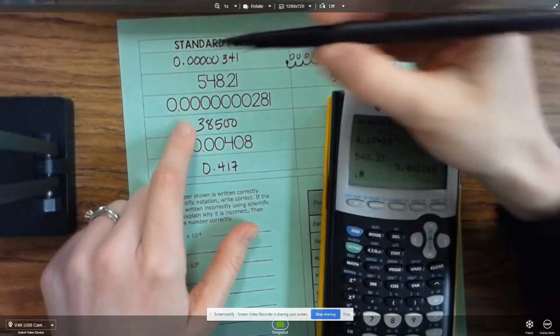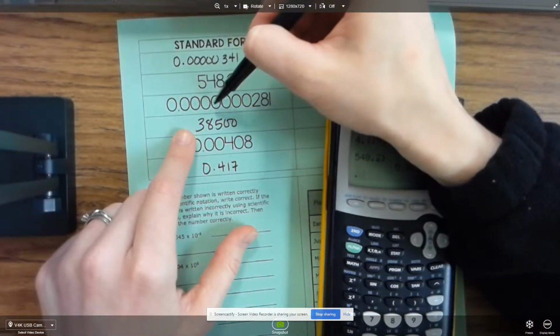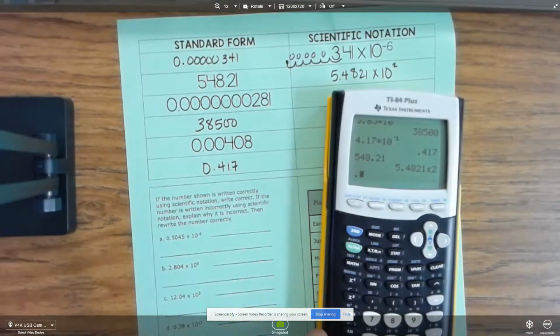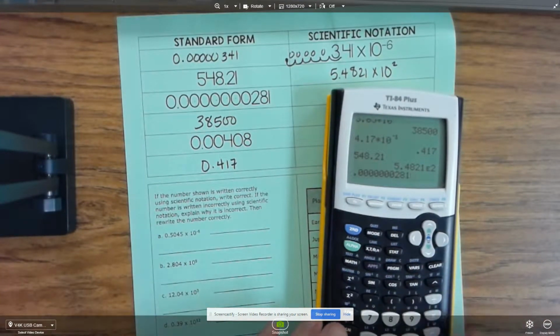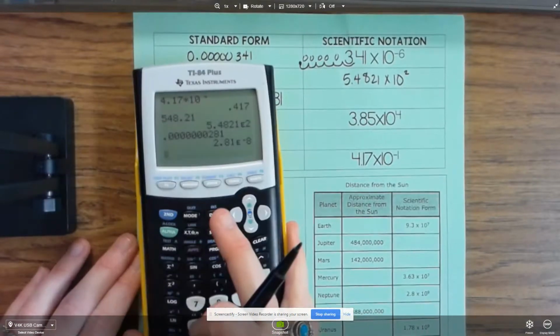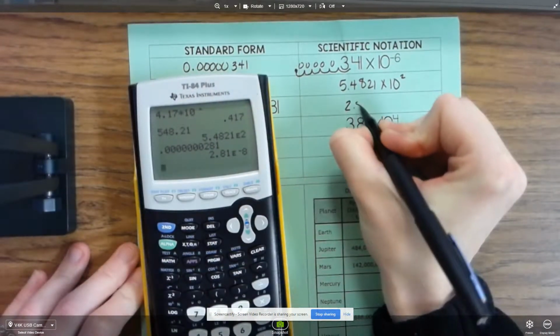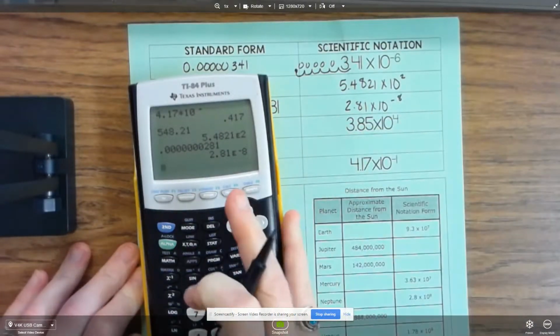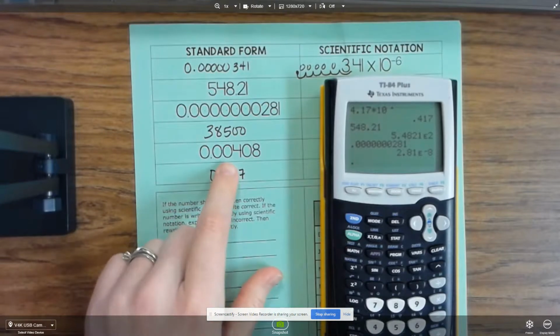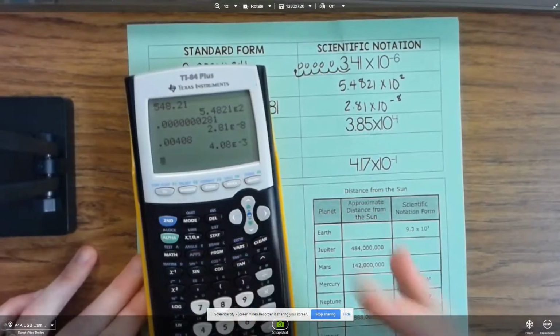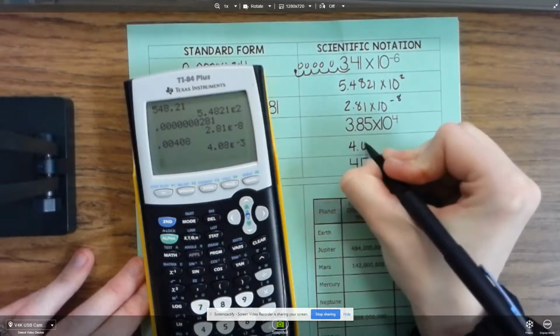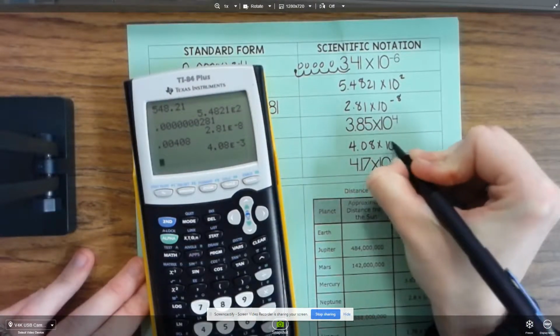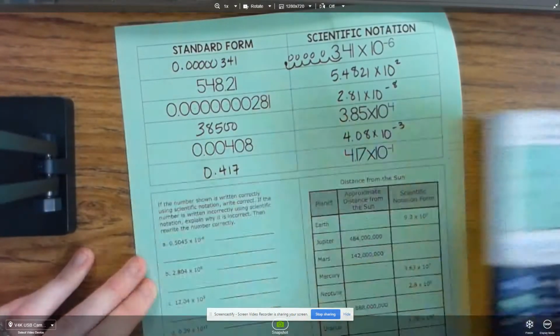So this one, be real careful with your zeros. So we need 1, 2, 3, 4, 5, 6, 7 zeros. 3, 4, 5, 6, 7. And so here we get 2.81 times 10 to the -8th. And then here I've got 2 zeros after the decimal. And so this one would be 4.08 times 10 to the -3.